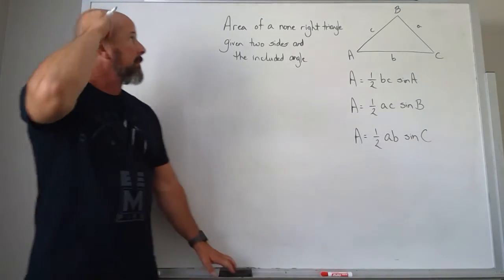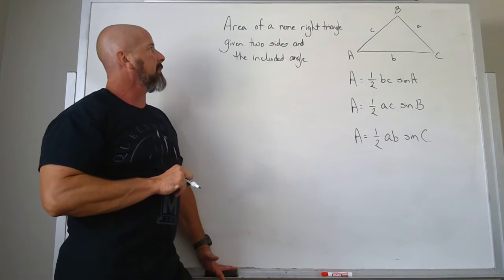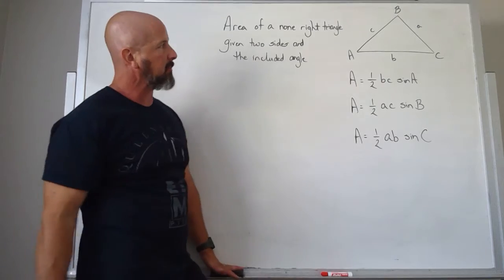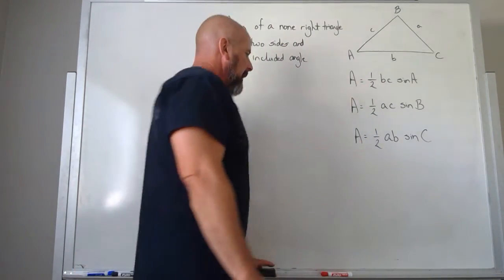Okay, we're going to take a look at finding the area of a non-right triangle given two sides and the included angle. Okay, two sides and the included angle. So included means in between. I know there's three formulas here.